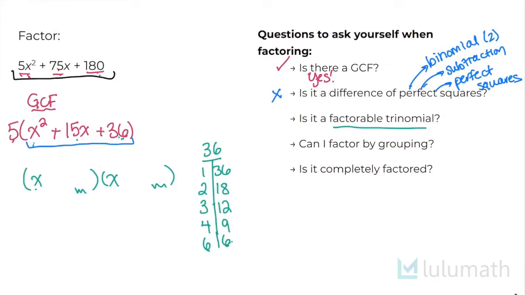Can any of these numbers give us this 15 that we're looking for? Yes, we can get 15 from this 3 and this 12. So if I put a 3 here and a 12 here, my outer x times 12 is 12x. My inner 3 times x is 3x, and it works. It gives me 15x if both of them are positives. This positive 3x tells us this 3 is positive, and this positive 12x tells us this 12 is positive.